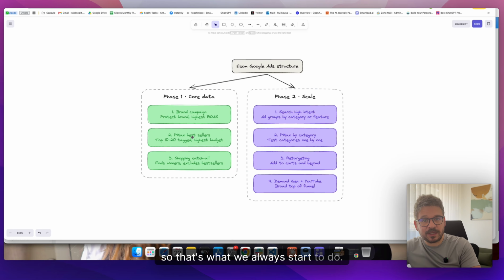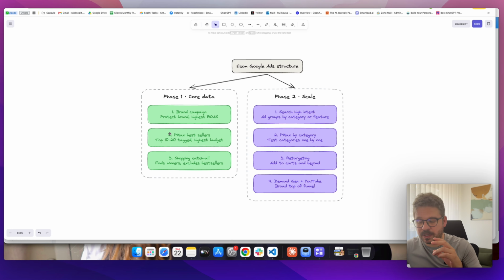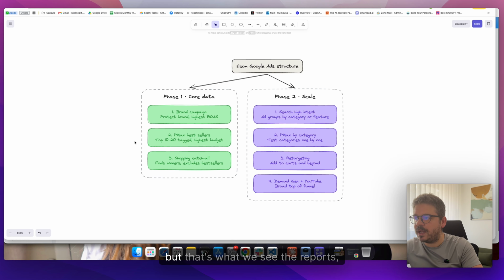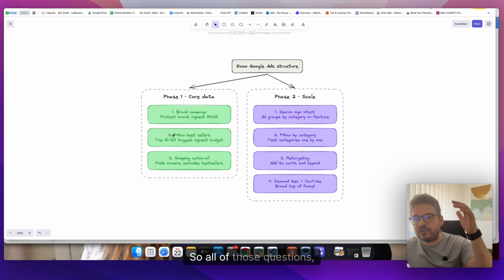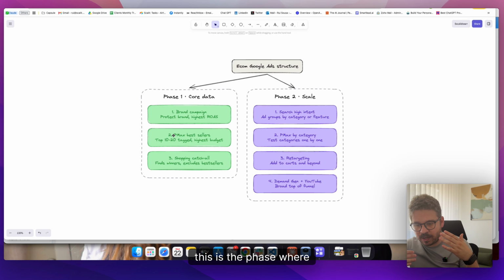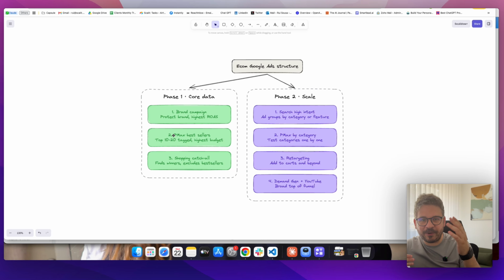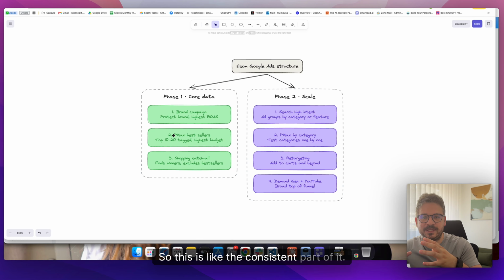So that's what we always start to do. That's where we actually take our analysis, how we analyze products as well. This is a different story, but that's where we see the reports, like what are the products that are working the best, whether you get a lot of out of stock or not. So all of those questions, this is the phase where we put the oil in the machine, okay? So this is the consistent part of it.